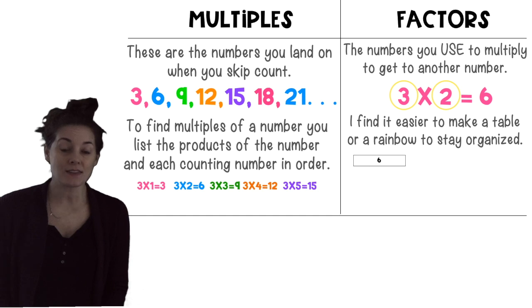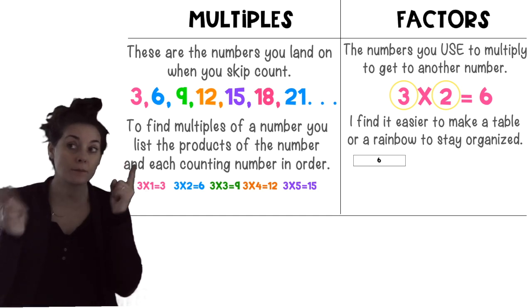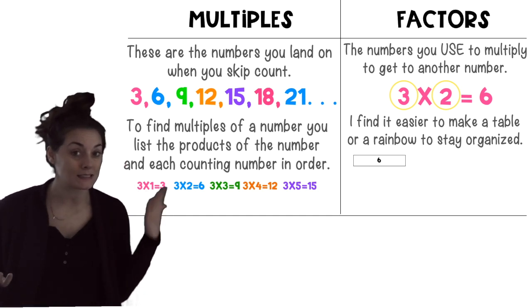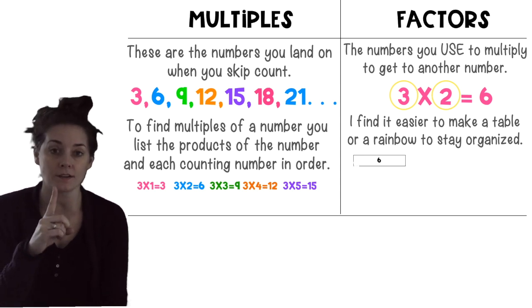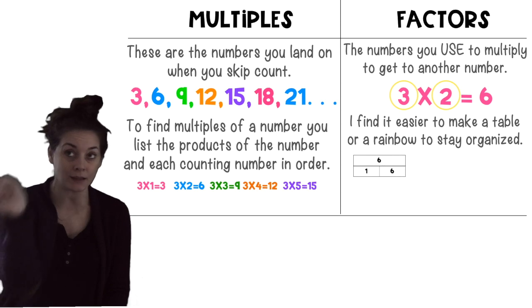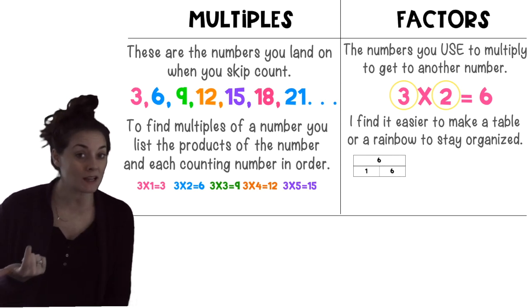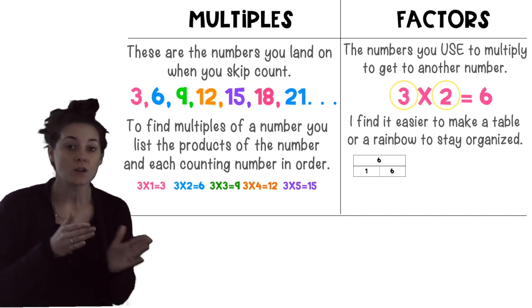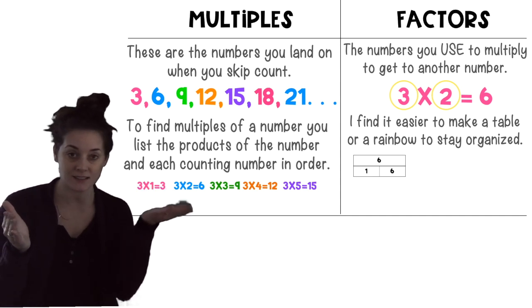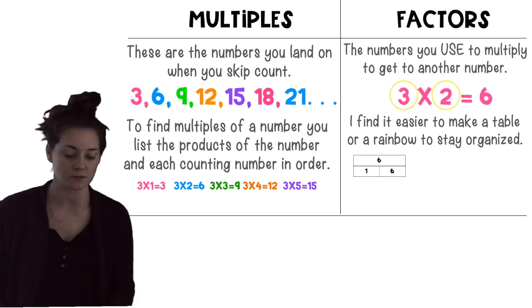Now I have to think in my head, okay, what numbers multiply together to make 6? I always start with the number 1, so I'm going to put 1 underneath it, and I say, okay, what times 1 equals 6? I know from the identity property that 1 times any number is itself. So 1 times 6 is 6. So 1 and 6 are factors.